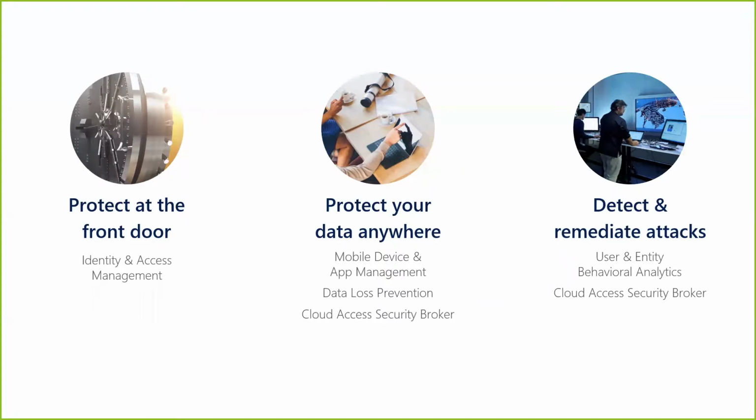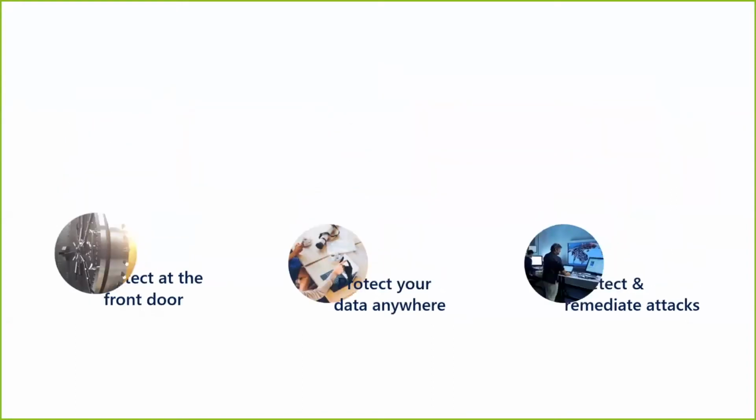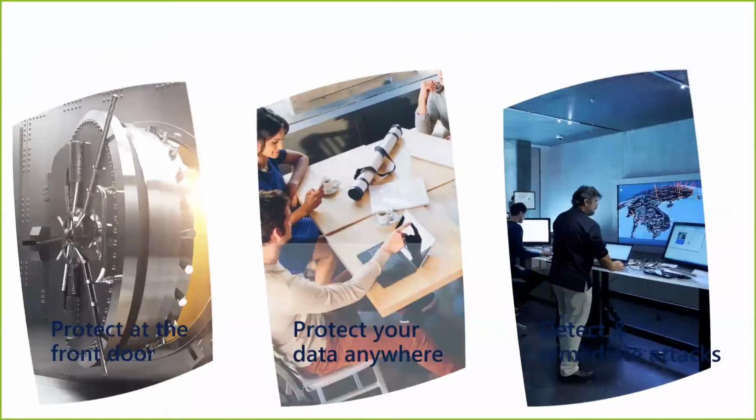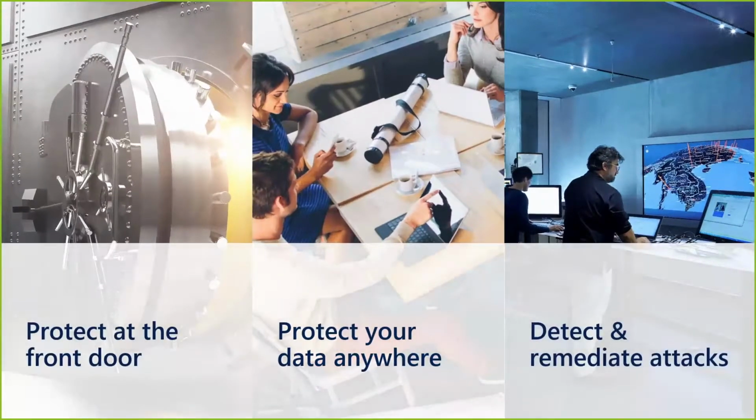Let's go step by step through these scenarios and see where things like mobile application management, mobile device management, cloud app security, and all these different pieces came together to get an end-to-end story to protect and secure your environment. The licensing bundle focusing on all this is called Microsoft Enterprise Mobility and Security, which is available in different versions. There's the E3 and also the E5, but this is how Microsoft is delivering these features and functions. And first of all, let's start with the protect at the front door story.